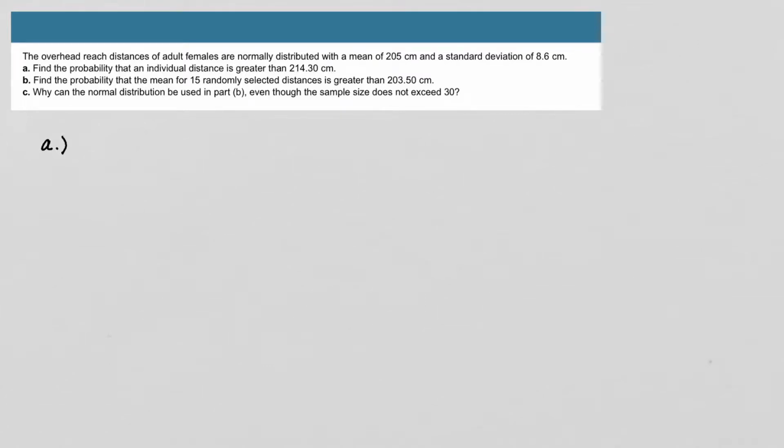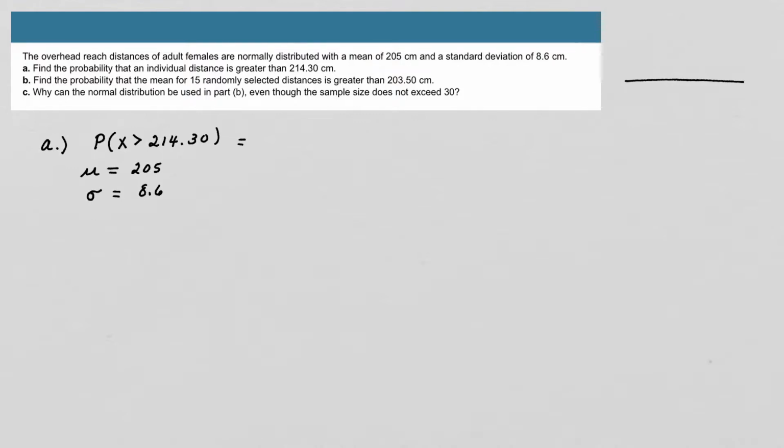Okay, in this question it says the overhead reach distances of adult females are normally distributed with a mean of 205 centimeters and a standard deviation of 8.6 centimeters. So in part A, we want to find the probability that an individual distance is greater than 214.3 centimeters. So we're finding the probability of an individual value being greater than 214.30. And we know that the mean is 205 and the standard deviation is 8.6.